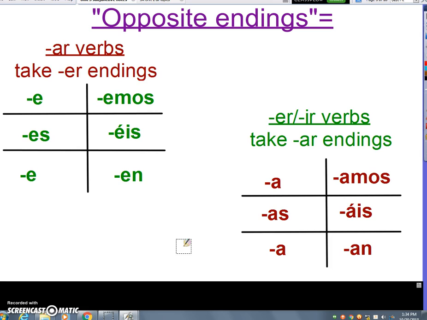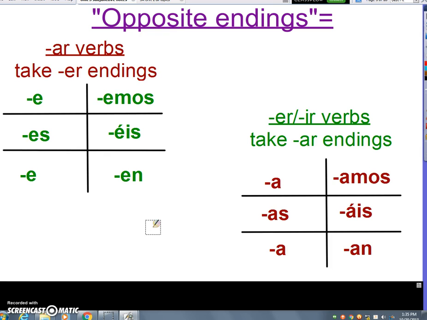So if I needed to put comer into the present subjunctive, I would say coma, comas, coma, comamos, comáis, coman. If I ever needed to put hablar into the present subjunctive, I would say hable, hables, hable, hablemos, habléis, hablen. And that's pretty much it.